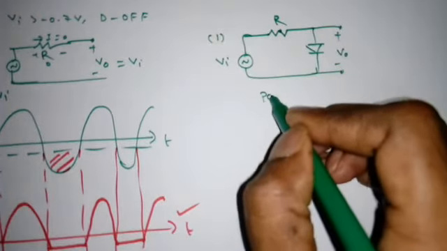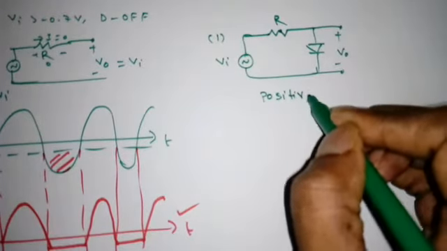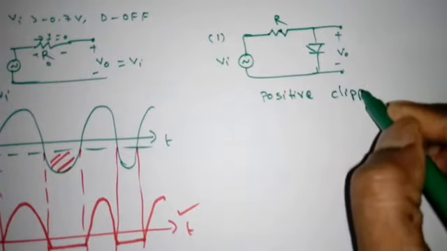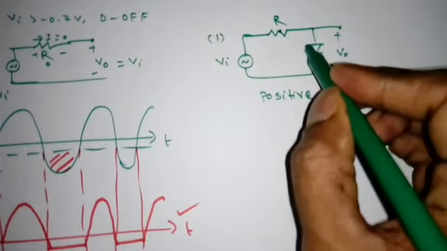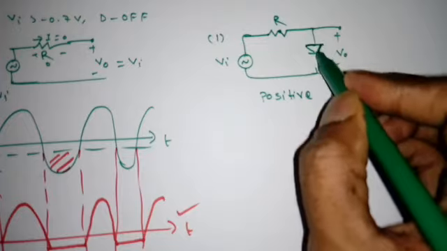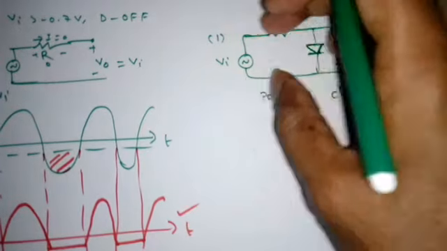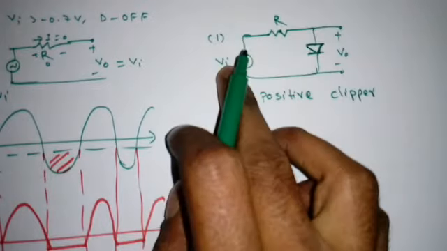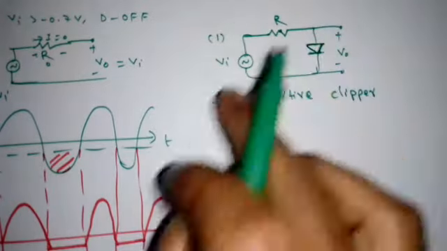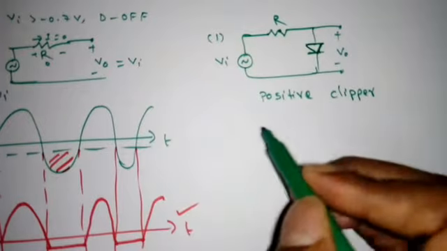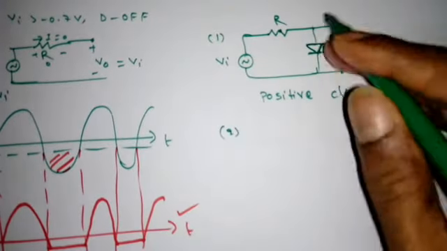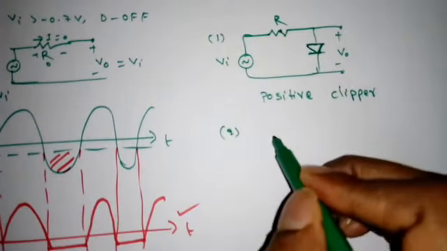So it is clipping the positive half cycle or positive portion. So we can say positive clipper. So is it parallel or series? So it is a parallel clipper, or we can say shunt clipper. See this. So to the input voltage, the diode D is parallel. Right? The second circuit is just if I reverse the diode, we will get the negative clipping.